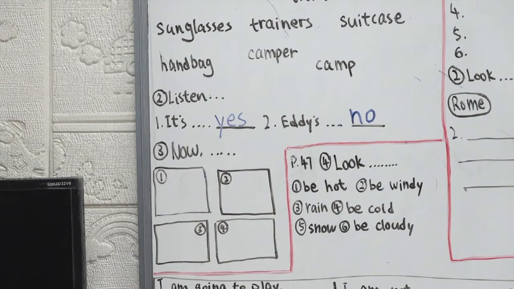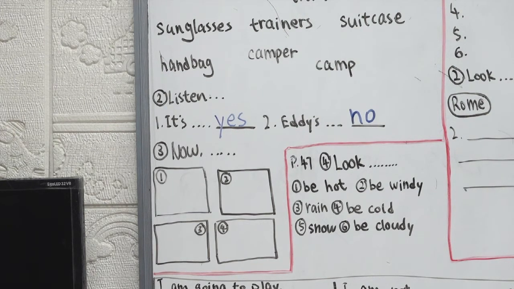Remember to say, let's say that one last time. Picture 1. It is going to be hot. 2. It is going to be windy. 3. It is going to rain. 4. It is going to be cold. 5. It is going to snow. 6. It is going to be cloudy.